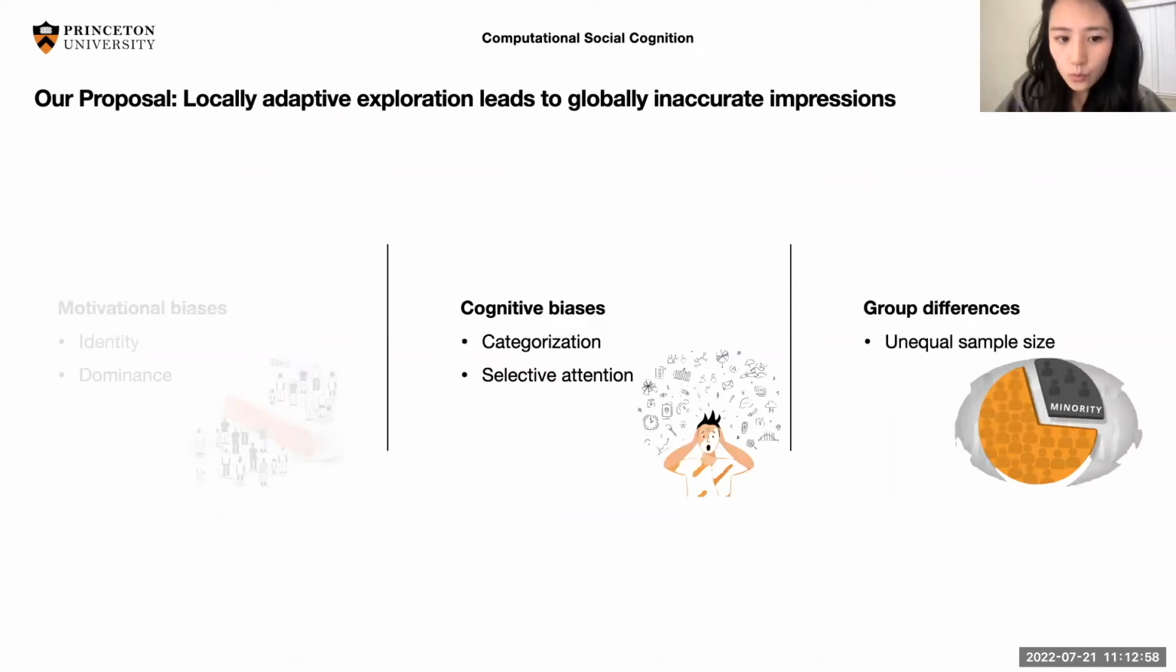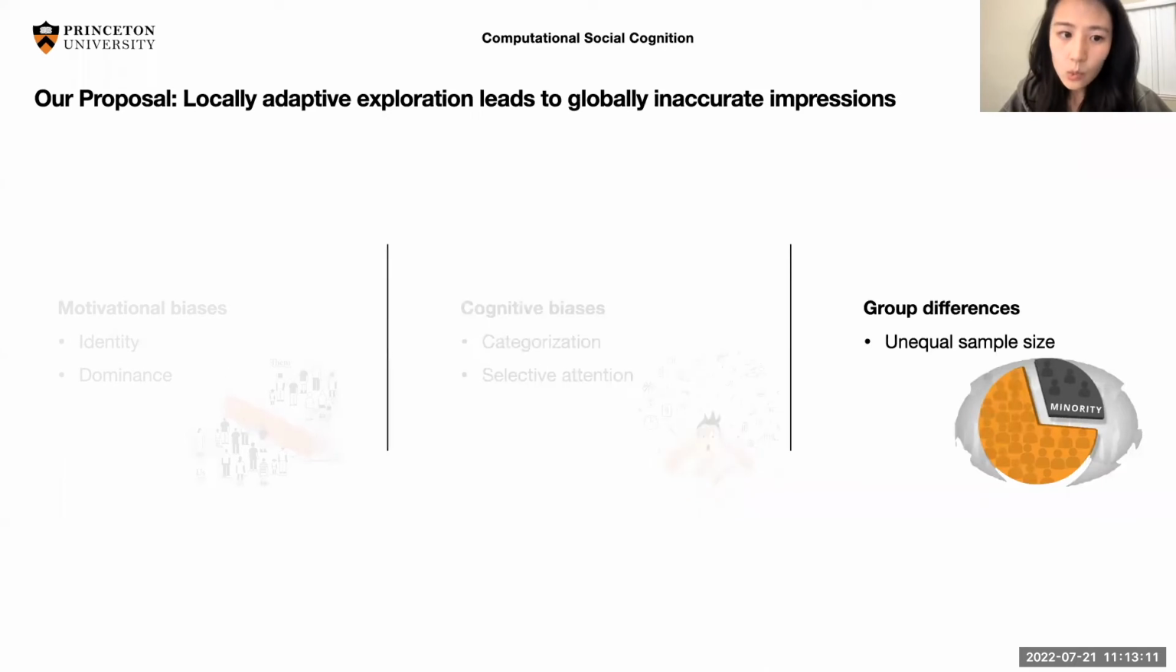Now, first, we don't need this motivational bias, right? We didn't really want to demean or oppress other groups. The only thing we wanted to do is to maximize the chance of being helped. And second, we don't need this cognitive limitation here.